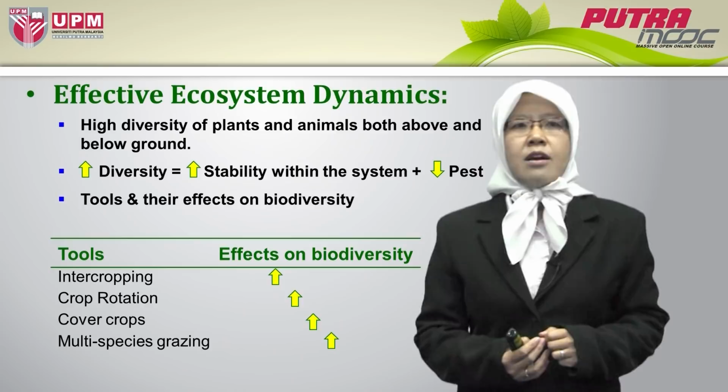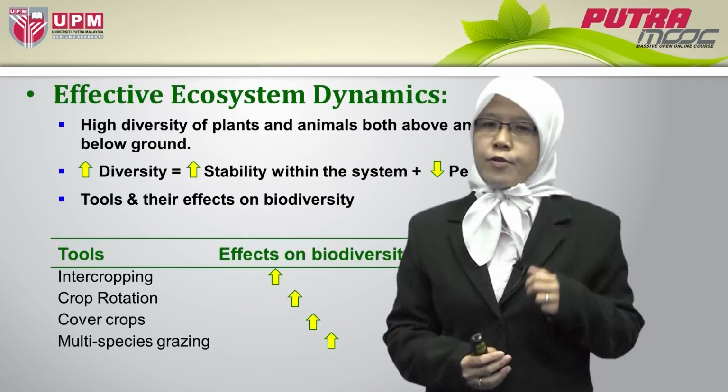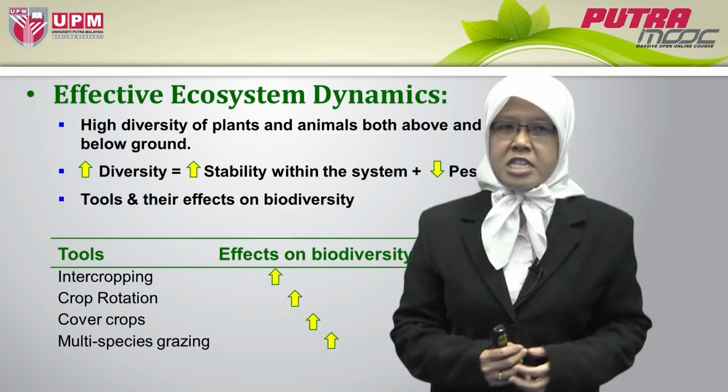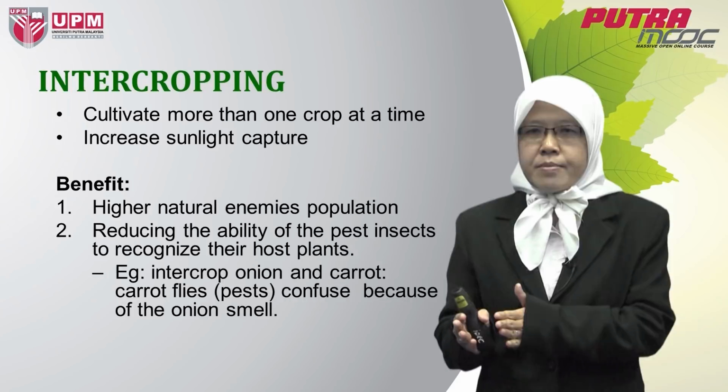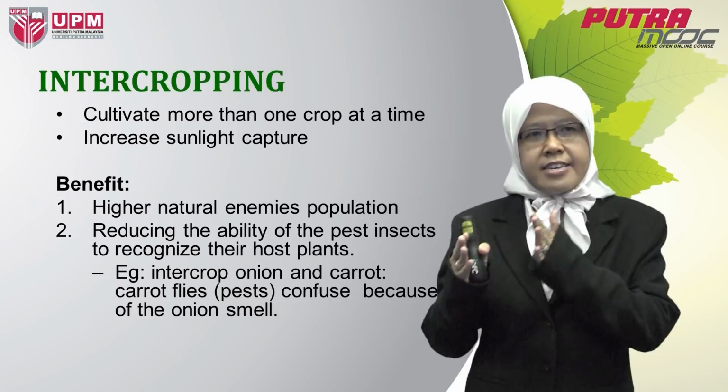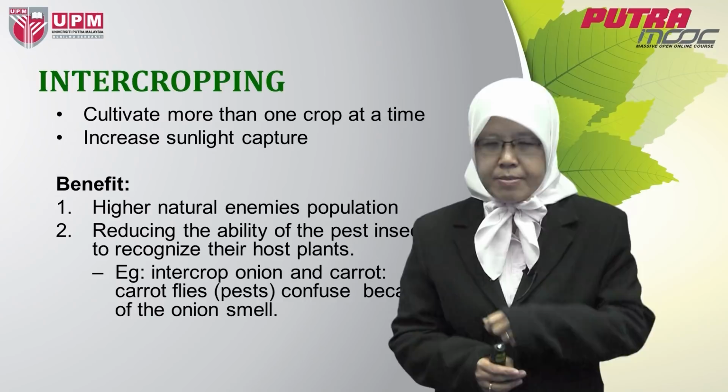Okay, what are the tools that can be used to increase the diversity? The first one is intercropping, crop rotation, cover crop, and multi-species grazing. Let's talk about what intercropping is. As it says, intercrop means we plant different types of plants beside each other. That means we cultivate more than one crop at a time in an area.